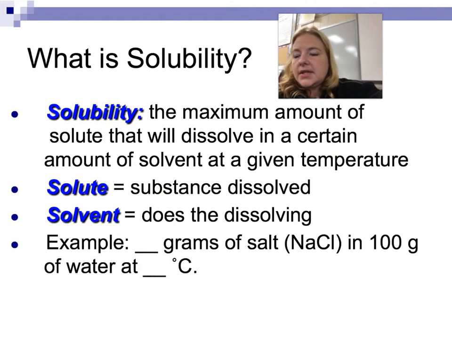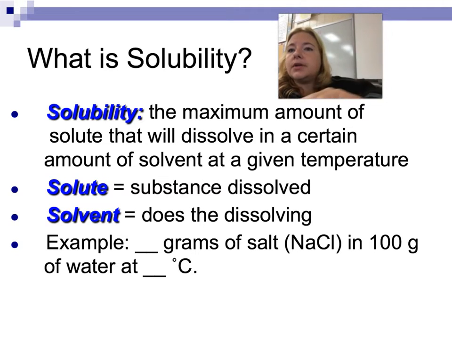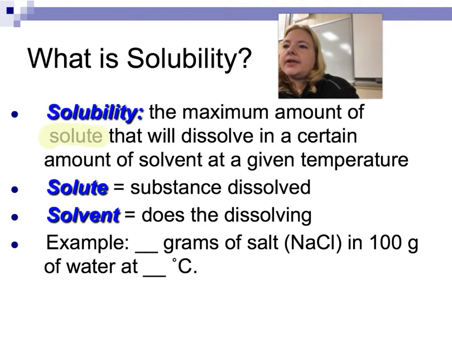So the first thing we need to do is know some definitions. You need to know what solubility means. Solubility is the maximum amount of solute that will dissolve in a certain amount of solvent. We also need to know what the two words solute and solvent mean as well.